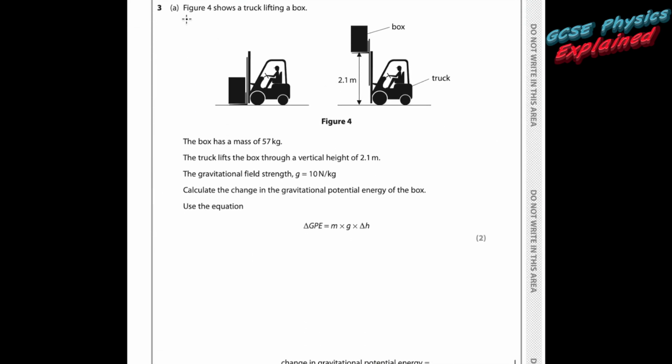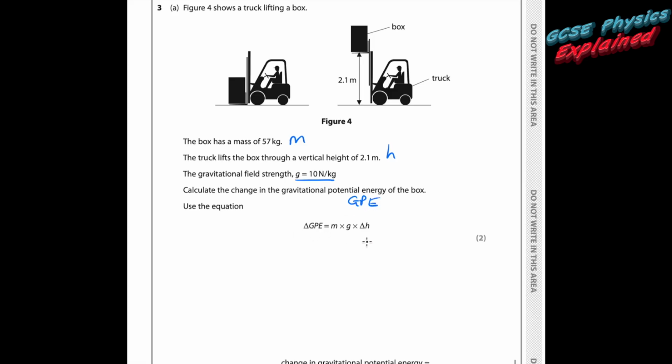Question 3, Part A. Figure 4 shows a truck lifting a box. The box has a mass of 57 kilograms, so that's M. The truck lifts the box to a vertical height of 2.1 meters, that's H. The gravitational field strength G is 10 newtons per kilogram. It always is on Earth. Calculate the change in gravitational potential energy of the box, that's GPE.